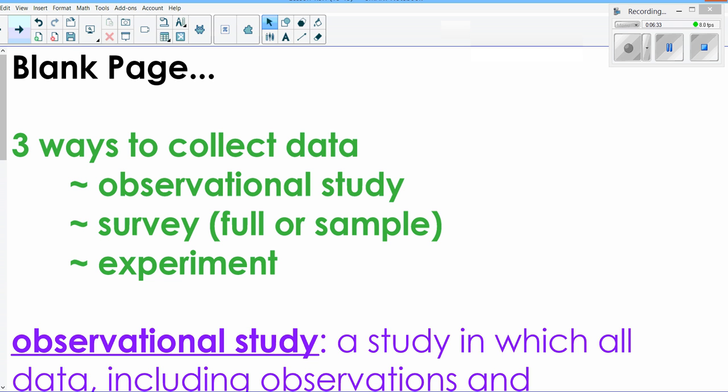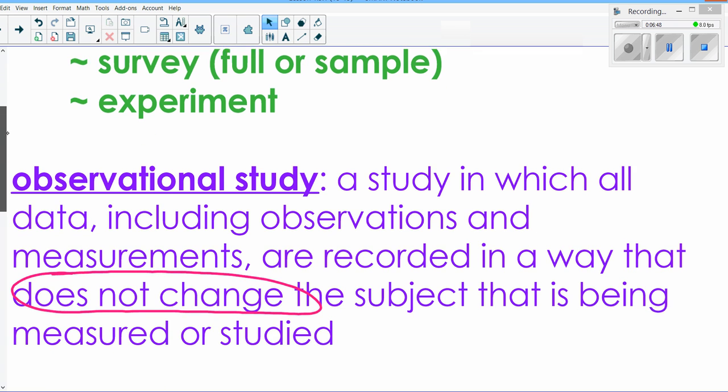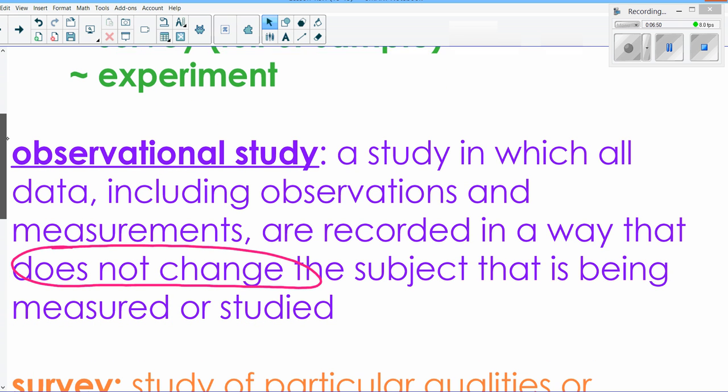So there are three ways to collect data. The three ways that we are going to be talking about are an observational study, a survey, full or sample, and an experiment. Okay, so copy that down. And then I'm going to go into detail about each of these.